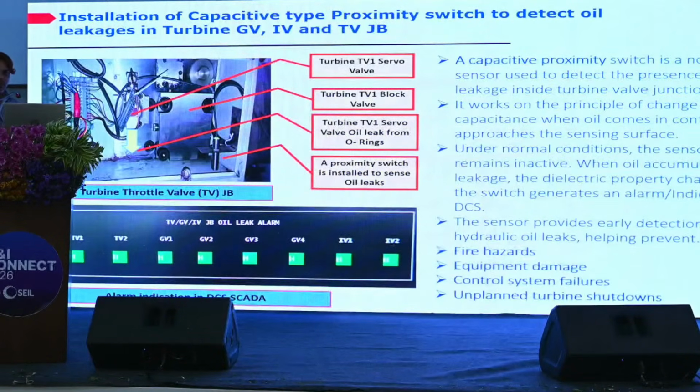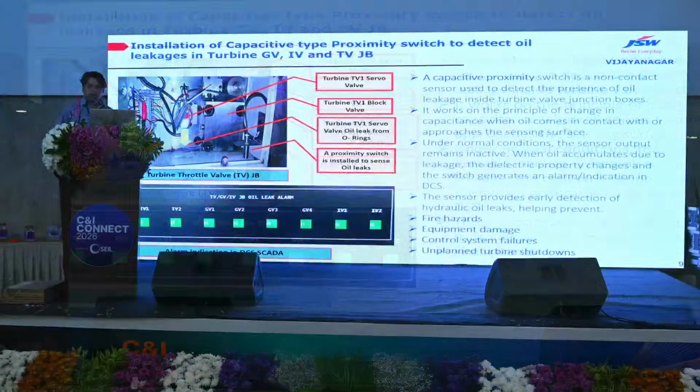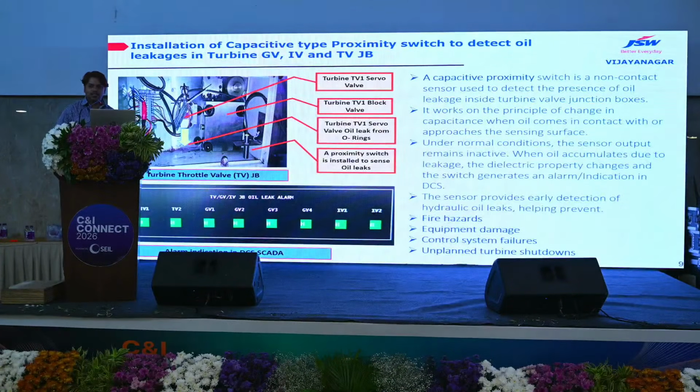So the next project is in our turbine. There is our JV in the EV, GV, IVs. We have observed some oil leakages earlier, and due to these oil leakages, a fire incident may happen. So we have a small capacity type proximity sensor in the JVs to detect prior oil leaks from the oil seals of the servo valves or the drum valve.